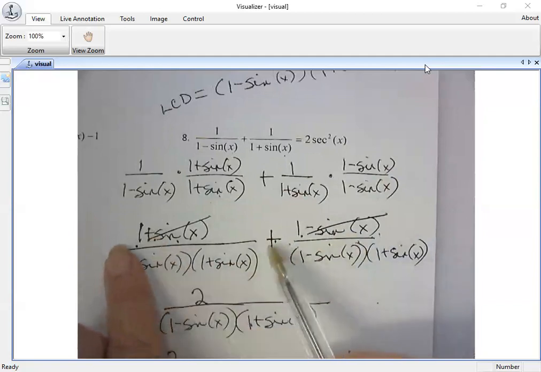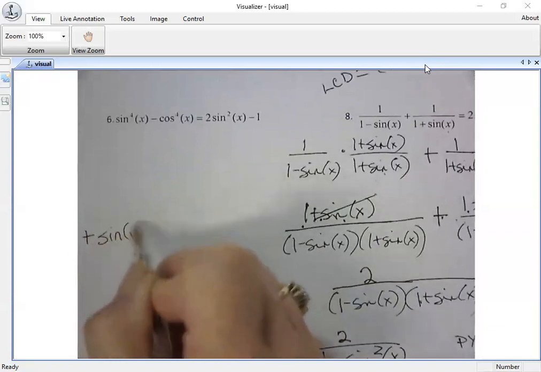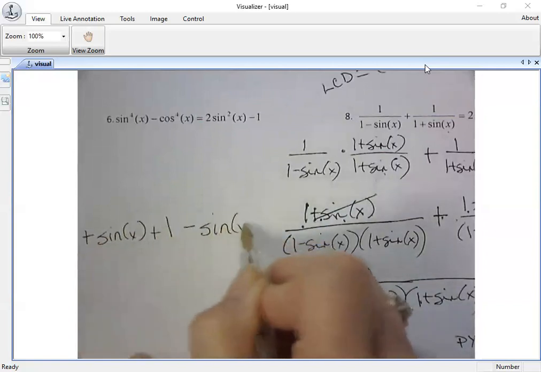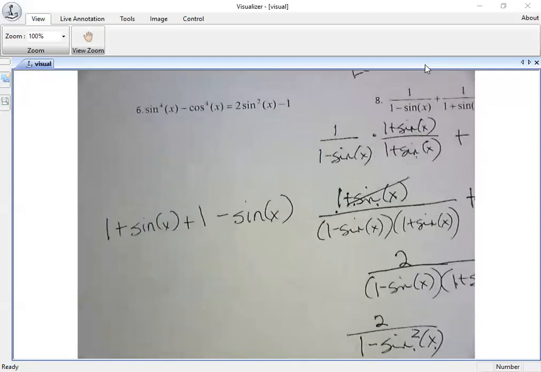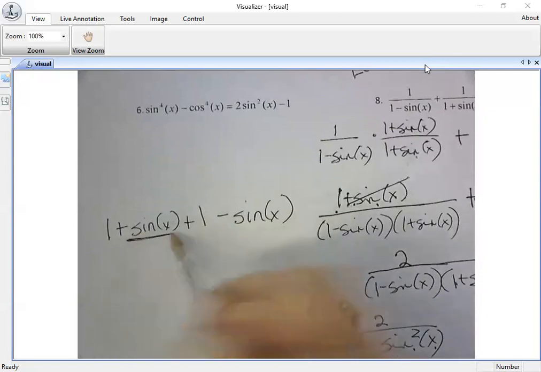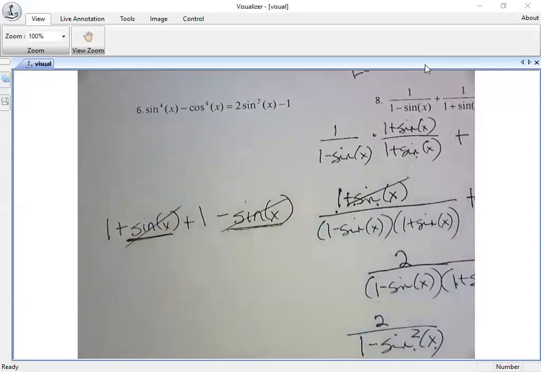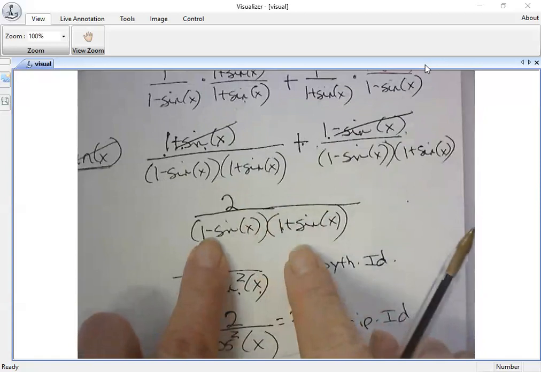Now, since there's a plus sign, I'm just adding up these terms. I'm going to come over here so you can see it. 1 plus sine of angle x plus 1 minus sine of angle x. I'm just adding those 4 things together. And if I were to put together like terms, the positive sine of angle x and the negative sine of angle x canceled out. And the 1 plus 1 is how we got the 2. Okay, so now we're good here, right?